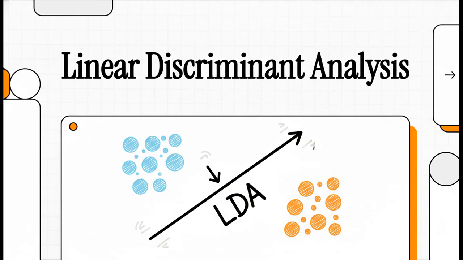Let's say you're a bank trying to figure out who's going to default on a loan. Or maybe you're a doctor trying to classify a tumor as benign or malignant. In both cases, the challenge is exactly the same. How do you draw a clear line that separates one group from the other? Well, today we're diving into a classic, super powerful technique for drawing that very line, linear discriminant analysis, or as we all know it, LDA.